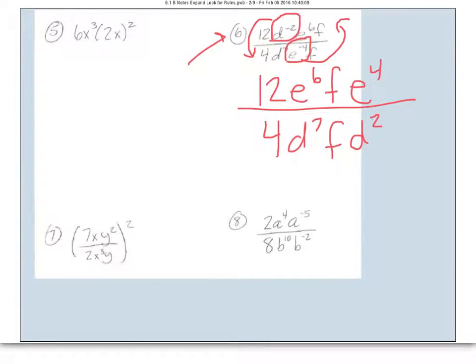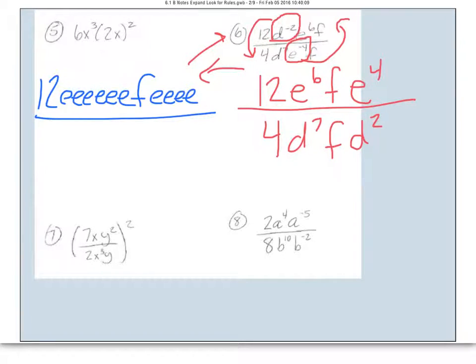And let's simplify this one. If we do the expansion method on it over here, I'm just going to write it out in a little more detail on this side. We're going to have 12. I'm going to have 6 e's, 1 f, and then 4 e's. Then I have 4, and I have 7 d's, an f, and then 2 d's. Now for crossing off, it looks like I can cross off this f and that f. There's no e's or d's to cross off on the tops and bottoms. All I can do is crunch them together.